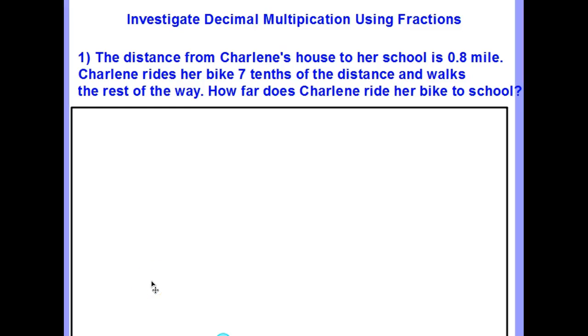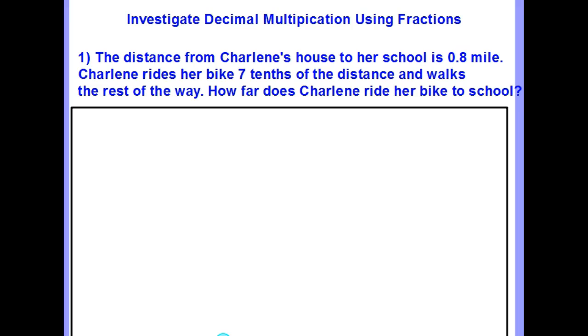Hi kids, today we're going to investigate decimal multiplication using fractions. Let's start out with the word problem that you see on your screen. We are also going to incorporate our read strategy while we are working on solving this problem.